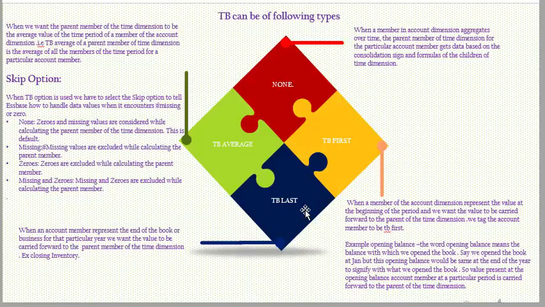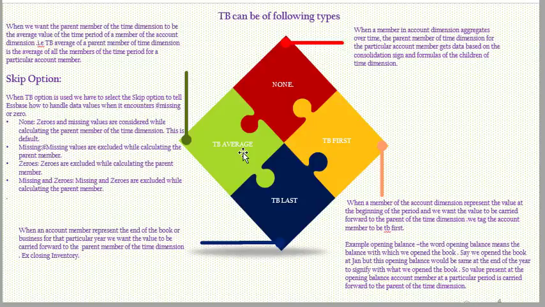TB last. When an account member represents the end of the book or business for that particular year, we want the value to be carried forward to the parent member of the time dimension. For example, closing inventory. TB average. When we want the parent member of the time dimension to be the average value of the time period of a member of the account dimension, that is, TB average of a parent member of the time dimension is the average of all the members of the time period for a particular account member.